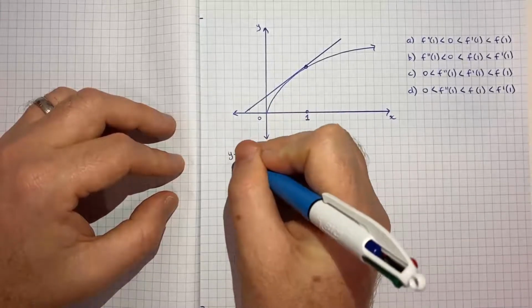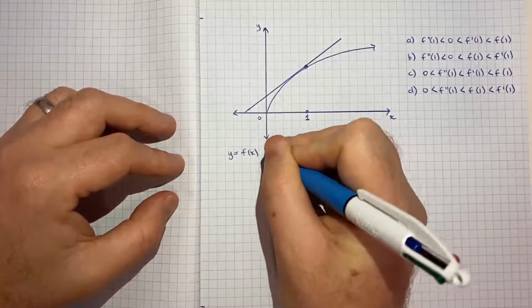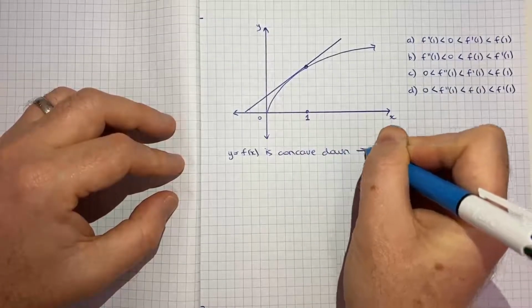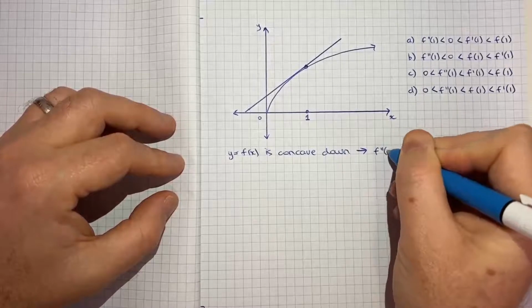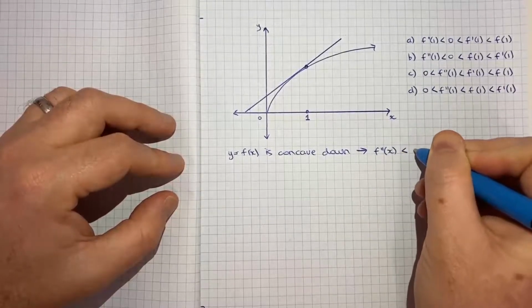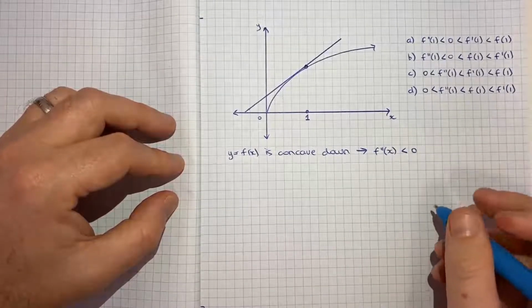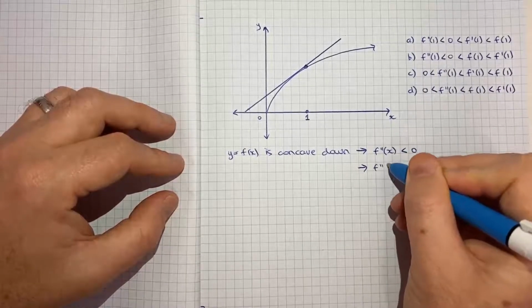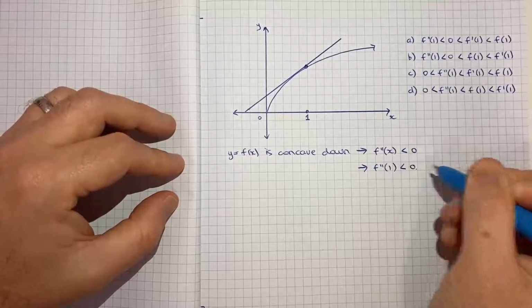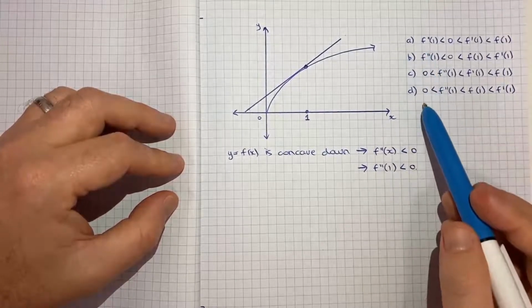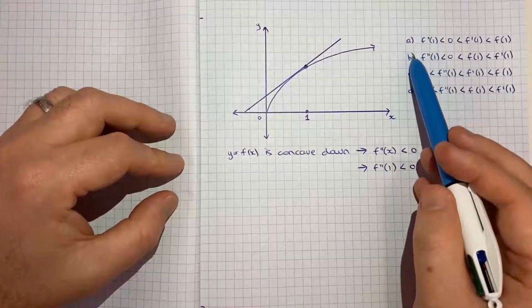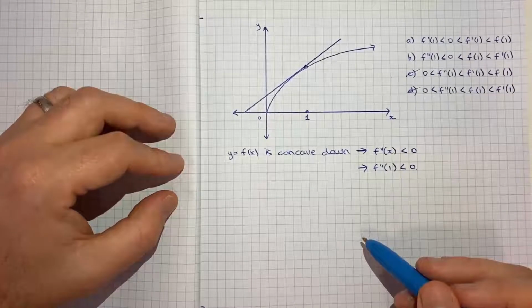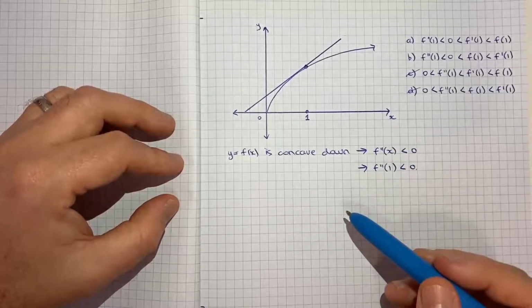So if y is f(x) is concave down, what that lets us conclude is that the second derivative must be less than 0. So, particularly at point 1, what we can conclude is that f''(1) must be less than 0. And if we look at all our options, that is the case for option A and B, but not for C and D. So immediately we can exclude those as not potential solutions.